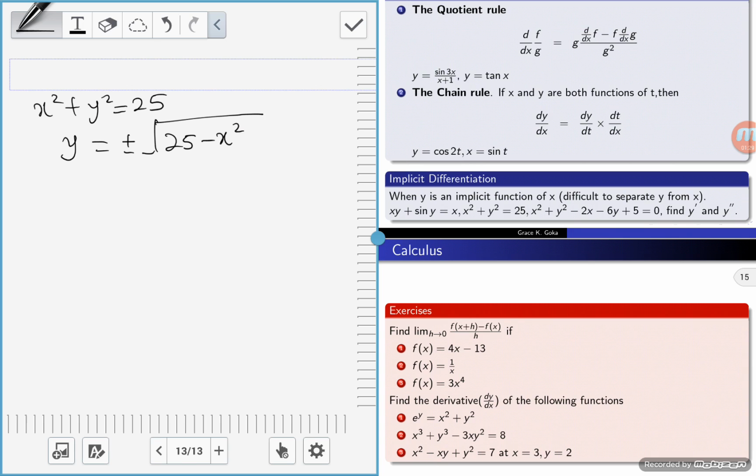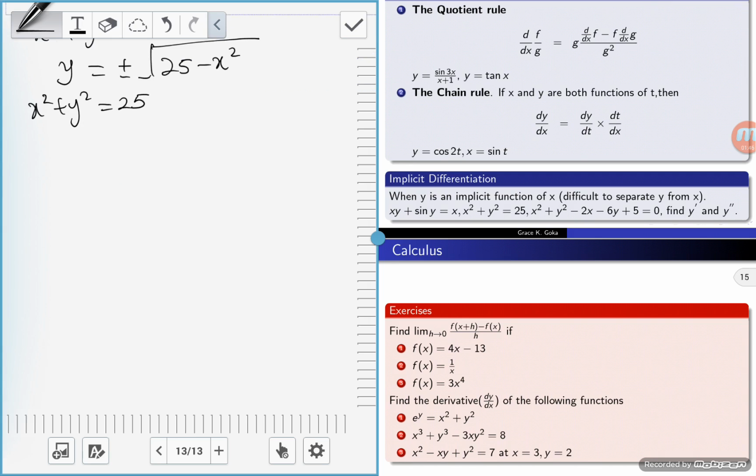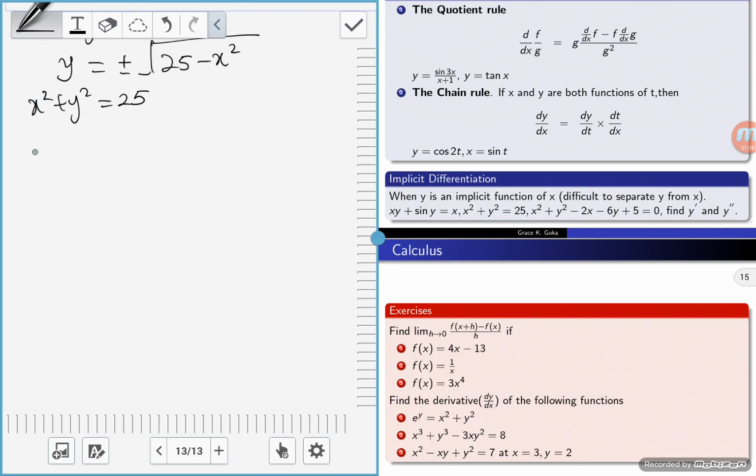Implicitly means differentiate x, indicate that you have differentiated an x with respect to an x. Differentiate y and indicate that you have differentiated a y with respect to an x. So we have x squared plus y squared is equal to 25. Differentiate x squared and you get 2x. Indicate that you have differentiated an x with respect to an x. Plus, you move on to the other term. Differentiating y squared, we get 2y. Indicate that you differentiated a y with respect to an x.